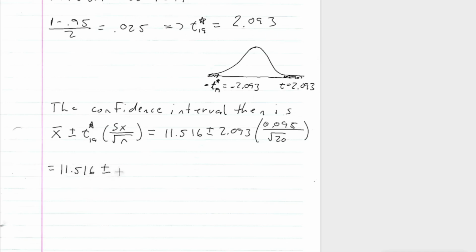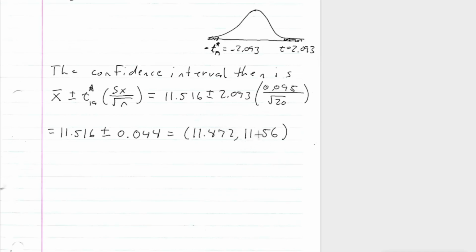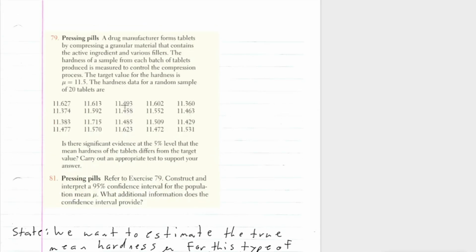And that is equal to 11.516 plus or minus, if we do that calculation, 0.044. And that will give us the interval 11.472 to 11.56. So as you can clearly see, 11.5 is in this interval, so the same conclusion that we got, that the mean could definitely be 11.5.